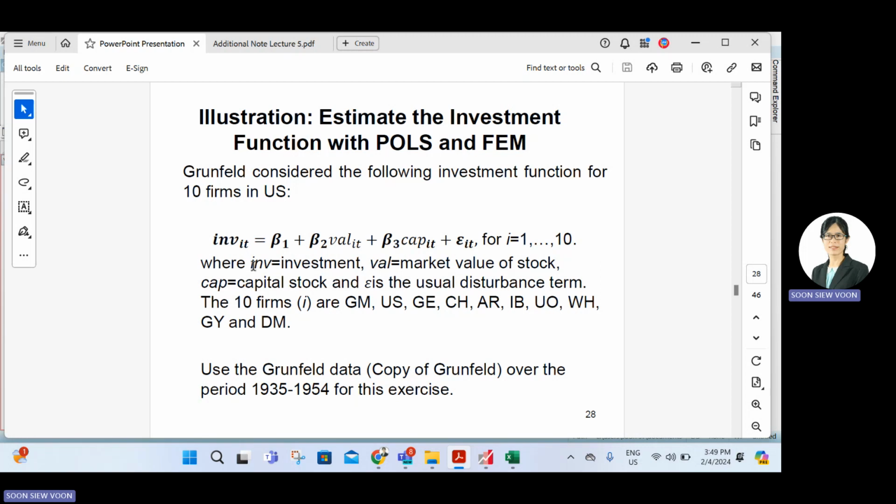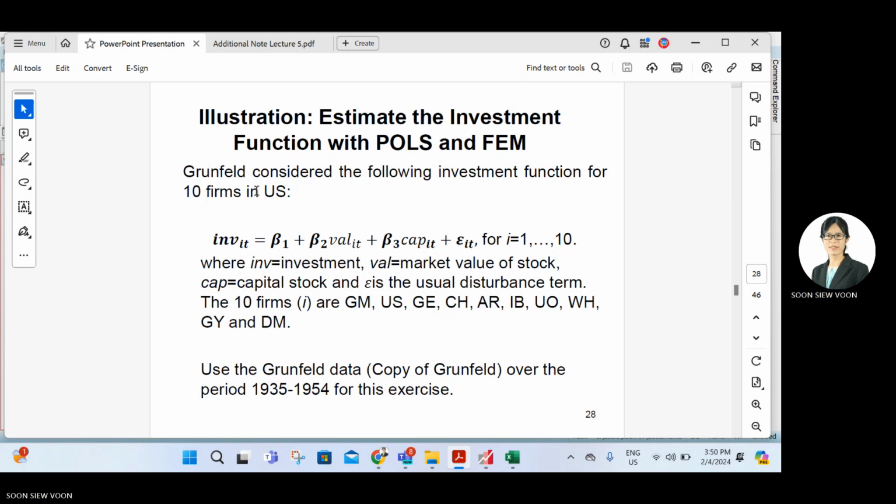By the way, you can follow the steps in this lecture notes, as well as the additional lecture notes for lecture 5, to do some analysis using eViews, to estimate the investment function with the pooled OLS and the fixed effect model. Then after the semester break, I will touch on the random effect together with the Breusch-Pagan test as well as the Hausman test. So let us briefly discuss this investment function.